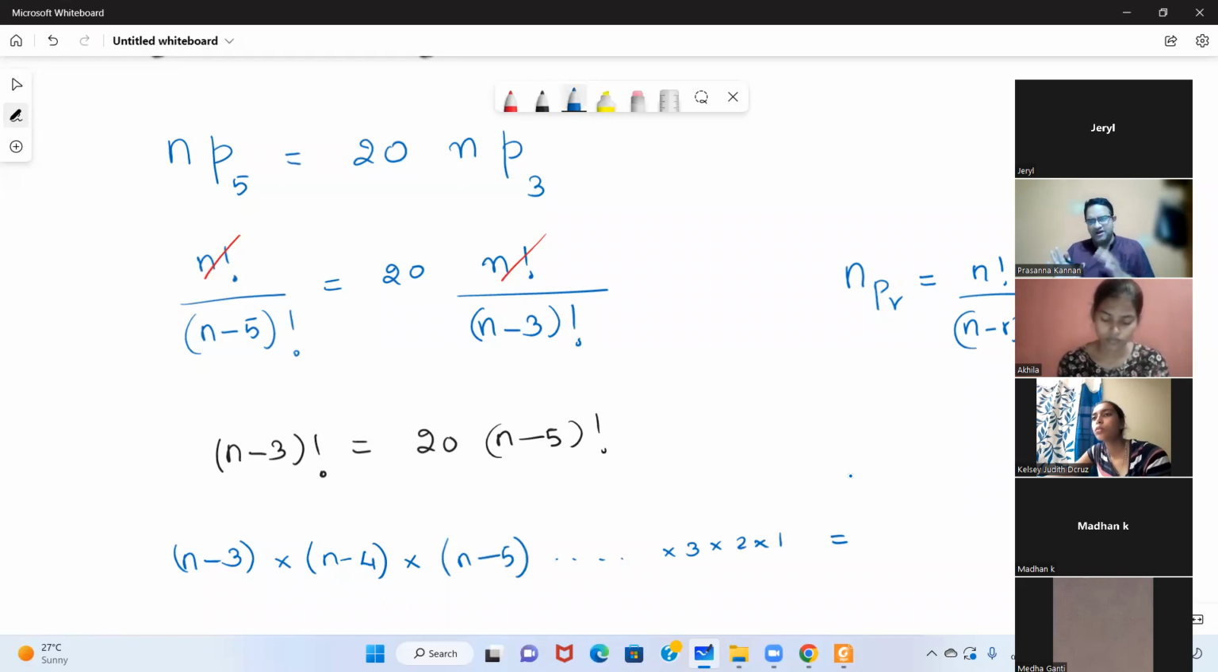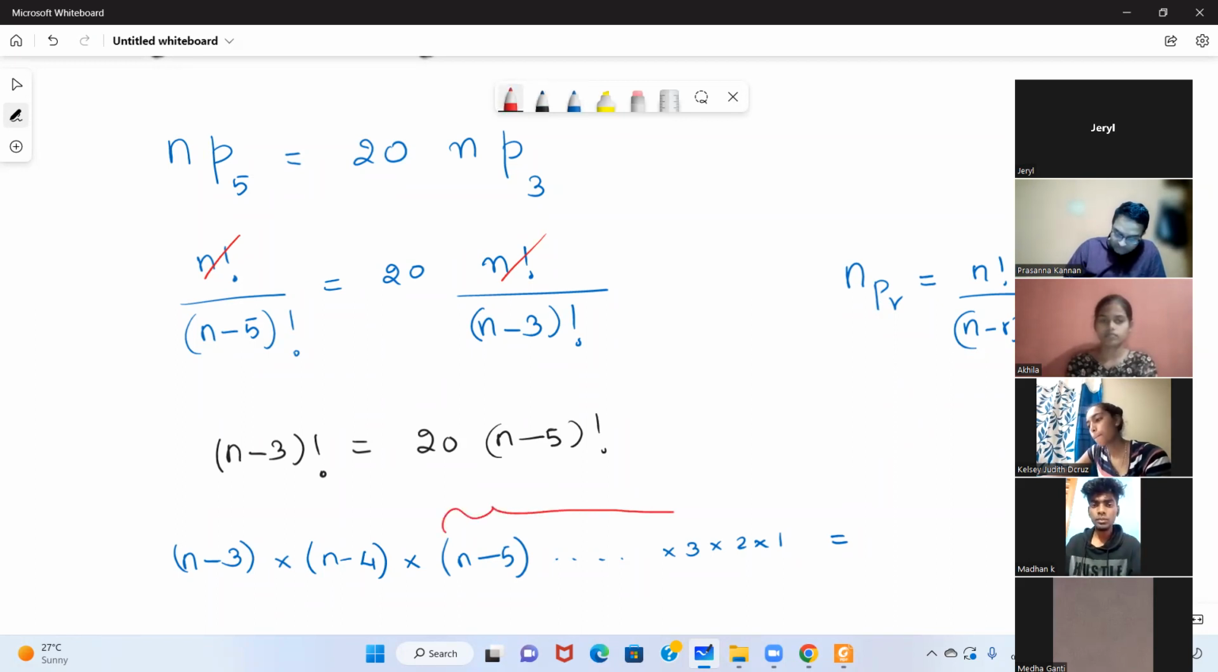Suppose if I have 10 factorial, how can I write it? 10 into one number less, 10 into 9 into 8 into etc. up to 1. Is it clear, guys? Yes, sir. So I can write n minus 3 factorial as n minus 3 into n minus 4 into n minus 5, etc., until it becomes 1, right? Now, can anybody tell me what is this n minus 5 into n minus 6 into, you keep reducing it till 1, what is that?